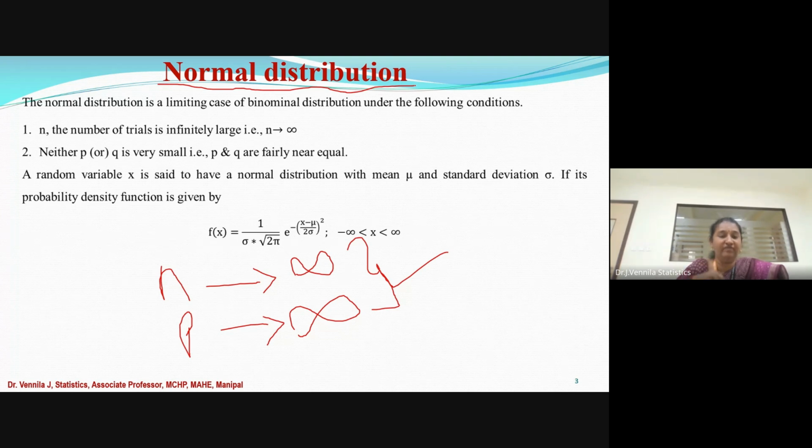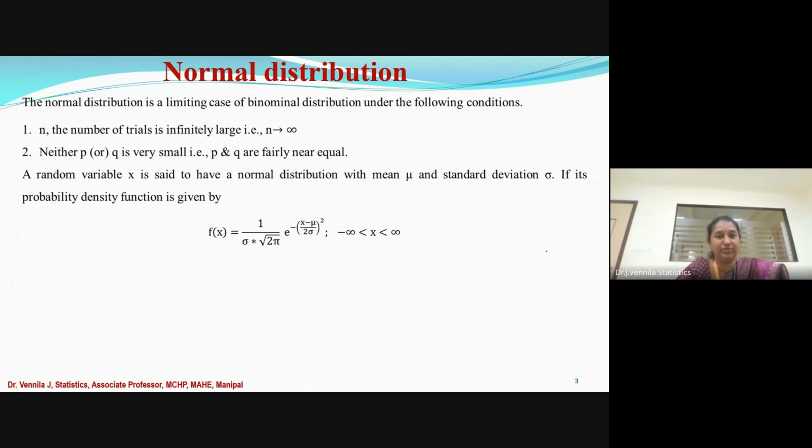Okay, so when we apply n tends to infinity, n is called the number of trials. So n tends to infinity and p tends to infinity. The binomial distribution is automatically converted into the normal distribution. So what is the definition of normal distribution? The limiting case of binomial distribution is called a normal distribution. This is the formula for normal distribution.